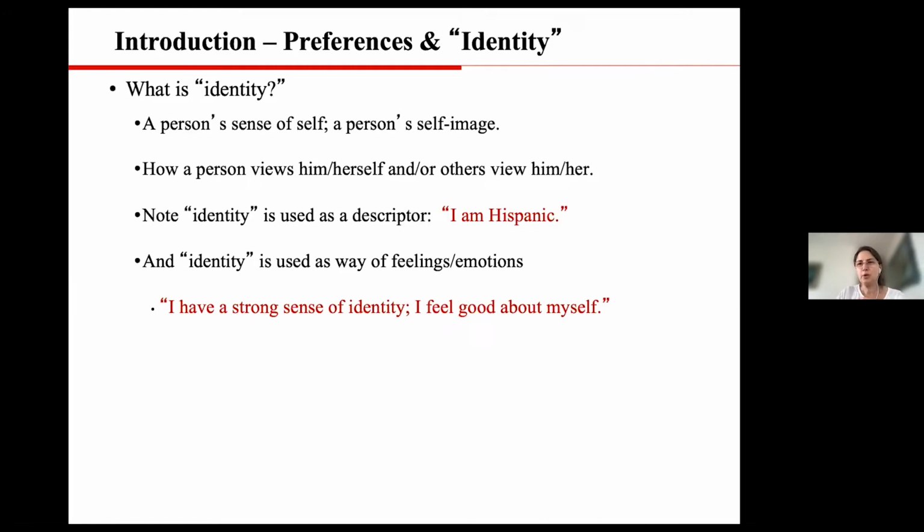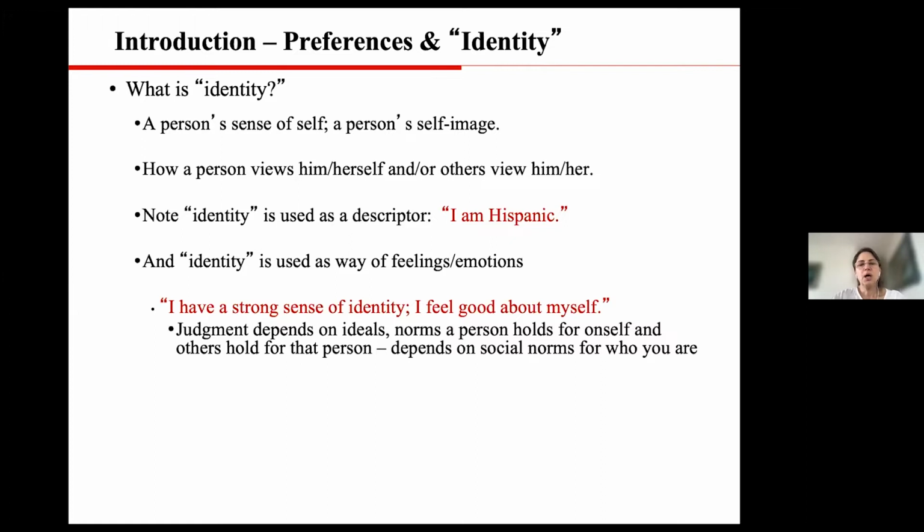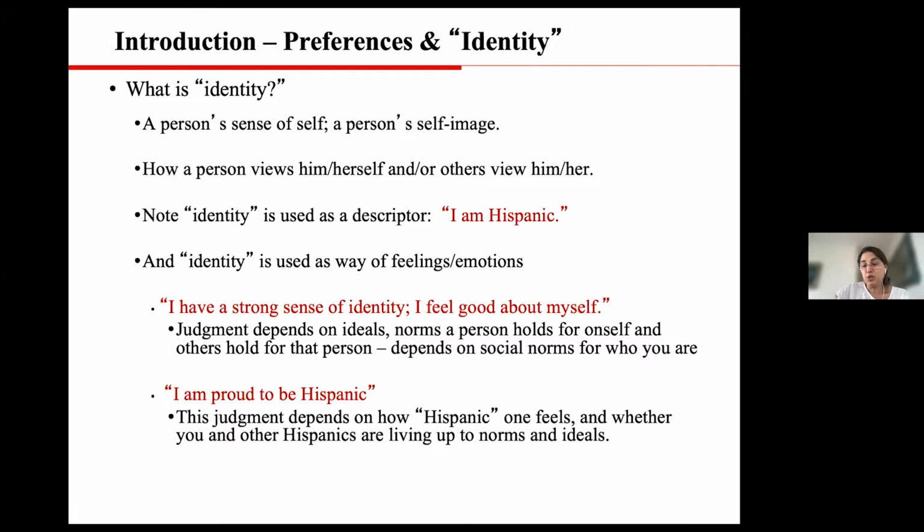So you have a strong sense of identity, you feel good about yourself, but you also feel good about yourself as you're attached to these different social groups. So how I feel about myself depends on the ideals or the norms a person holds for oneself and how other people hold for that person. So how a person of a particular heritage or a particular gender should be acting or behaving. So if I feel good about myself, the myself is a person who is of a particular gender, of a particular ethnicity, that I'm acting according to what's expected of me, not only by myself, but perhaps my family and friends and the wider society. So you might say, I am proud to be Hispanic. And of course, this judgment depends on how Hispanic I feel and whether I am living up to those norms and ideals.